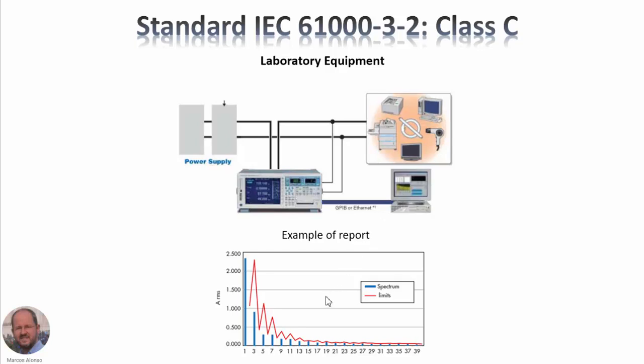And here we can see an example of a report in which in blue we can see the amplitudes of the different harmonics of the current, and in red we have the limits corresponding to each harmonic in the standard. So we can see that there is no limit, of course, for the fundamental harmonic, and then we have these peaks corresponding to the maximum values of the current at each harmonic.